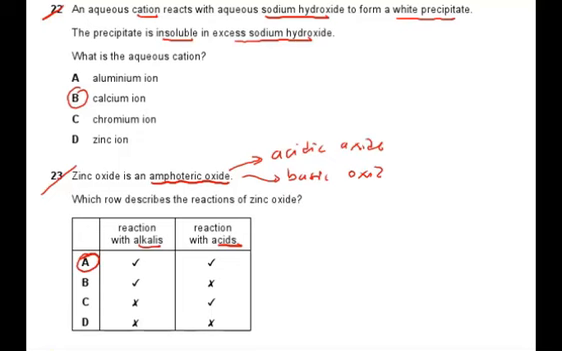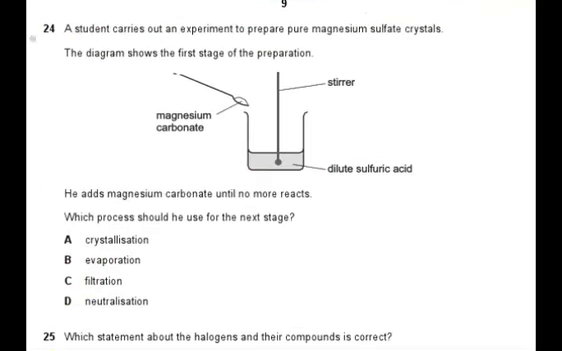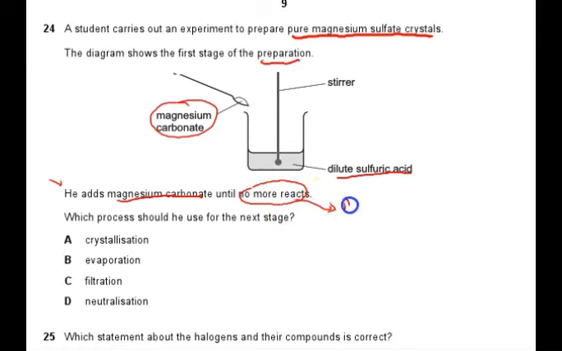Okay, now let us look at 24. A student carried out an experiment to prepare pure magnesium sulfate crystals. The diagram shows the first stage of preparation. This is magnesium carbonate and dilute sulfuric acid. He adds magnesium carbonate until no more reacts, which means it is in excess. So we have to filter it. Which process should he use for the next stage? Obviously, it's filtration.